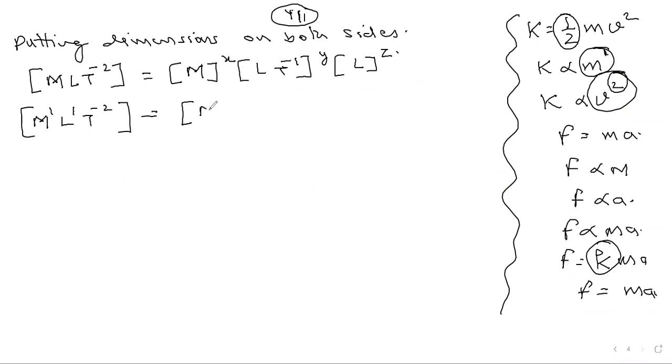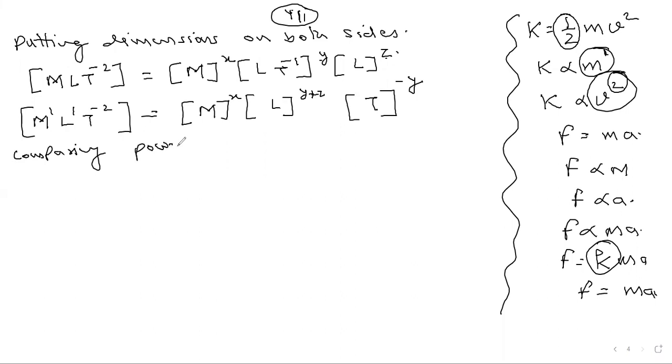This is M to the power x, L to the power y, L to the power z, so L to the power y plus z, and T to the power minus y. Is this clear to all? Yes, sir. Comparing powers of M: here M has power 1, and here the power is x. So x equals 1.